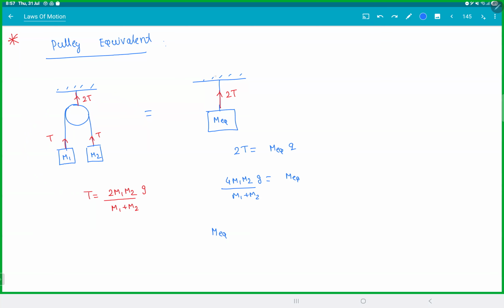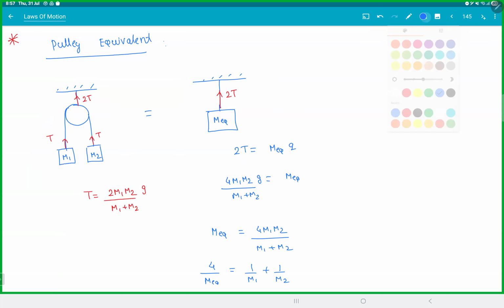Because tell me one thing, does the ceiling care whether the tension 2T is coming from a single block or from a system of blocks? The ceiling cannot tell the difference between both of them, isn't it? So if I replace that whole pulley with this block, M equivalent, 4 M1 M2 by (M1 plus M2), they will behave the same. So you can replace the pulley with this, not 3M. You can't directly add the masses. This is your pulley equivalent.